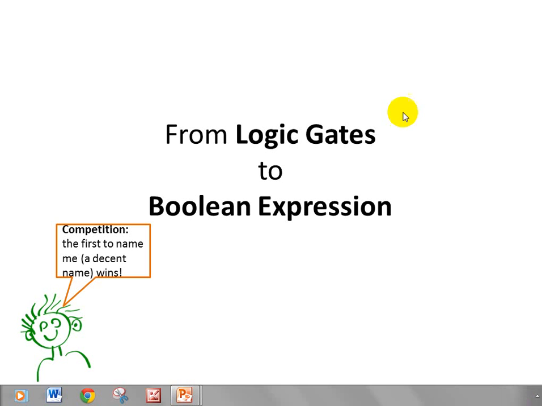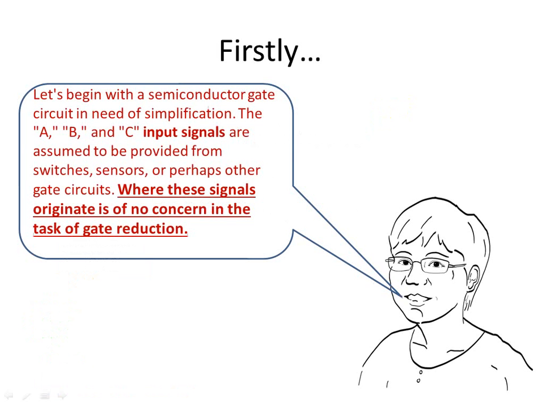Alright, we are going to go from a logic gate to a Boolean expression first of all. So let's see what we start with. Firstly, we're going to imagine that there's a semiconductor gate circuit and it needs simplification. So we're going to use variables A, B, and C. Those are the input signals, and they're going to be assumed to be provided from switches, sensors, or perhaps some other circuit. But where these signals originate from is of no concern to the gate.